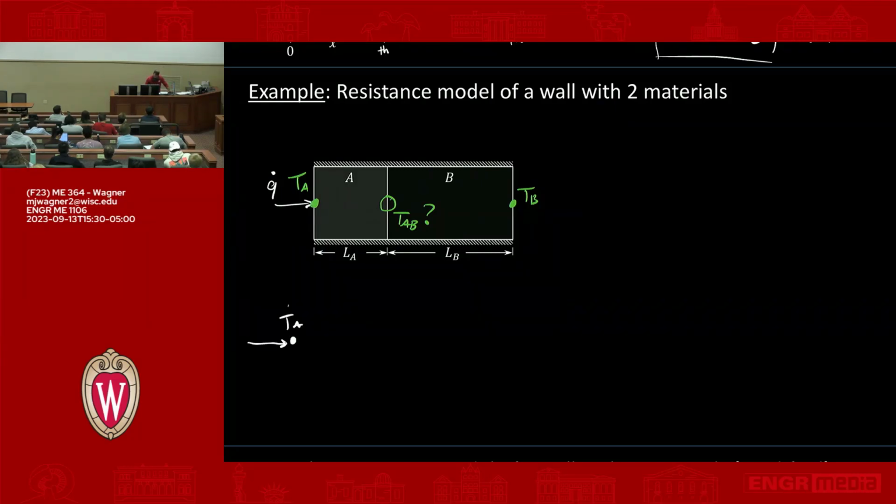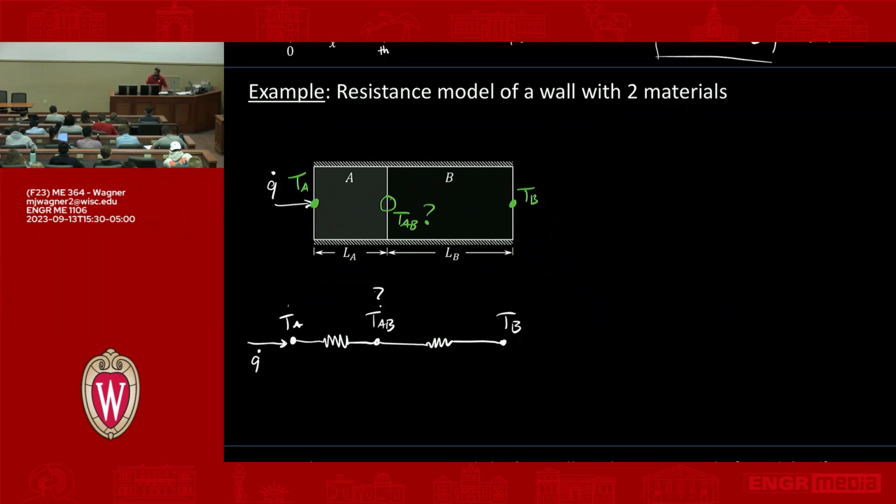Going into TA, we have some Q dot. Then we have this thermal resistance across material A. We have TAB. Again, we don't know TAB. Now we have another thermal resistance across B. And then we have TB. All right.